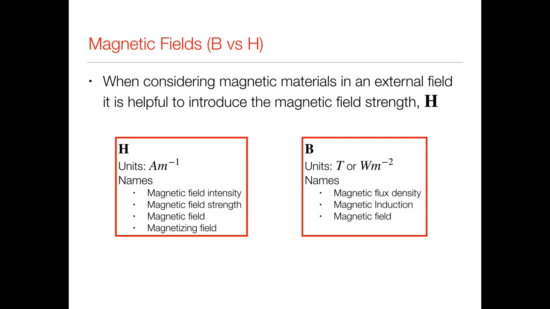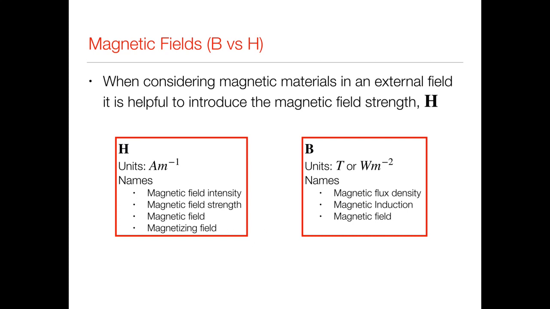We want to think about magnetic materials in an external field. It's often useful for us to introduce the magnetic field strength H. So we can either use B or H to discuss magnetic fields. H has units of amps per meter. Interestingly, that's the same as magnetization. And it's called various things: magnetic field intensity, magnetic field strength, magnetic field, magnetizing field. The field B has units Tesla or Webers per meter.